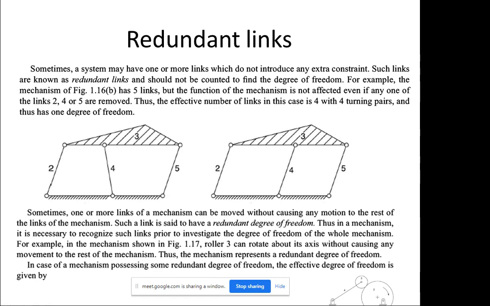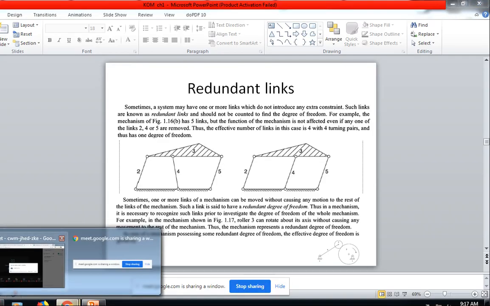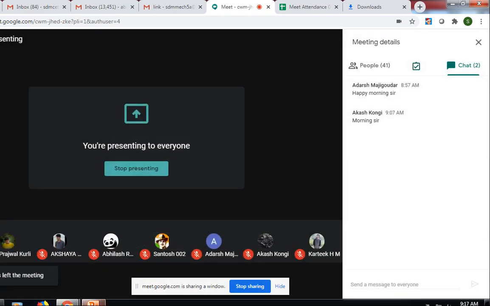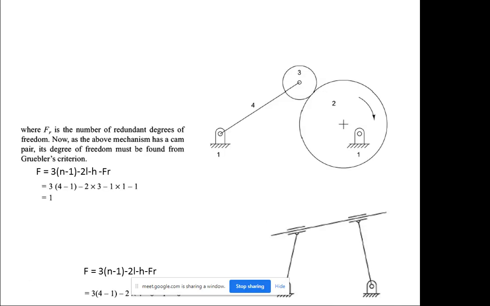So the number of links in this case can be considered as 4 links. So it becomes an extra redundant link. Okay. So these are special problems. Just for your understanding, I have shown you both the figures. So you just understand these two figures. I am not giving you more examples on this. I just gave an extra comparison between both the figures here. Okay. So these are the special problems.